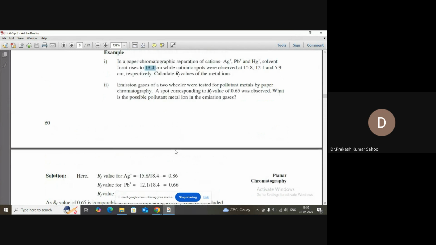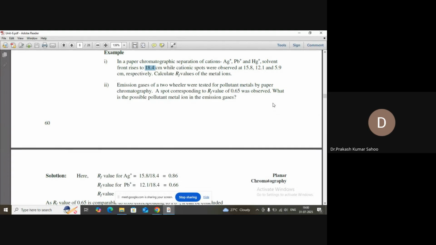Here it is written that emission gases of a two-wheeler were tested for polluting metal by paper chromatography. The spot corresponding to Rf 0.65 was observed. What is the possible pollutant? That is for the pollution detection of any vehicle. This chromatography experiment can be a handy tool to detect the major pollutant, if air pollution is happening because of the vehicle.